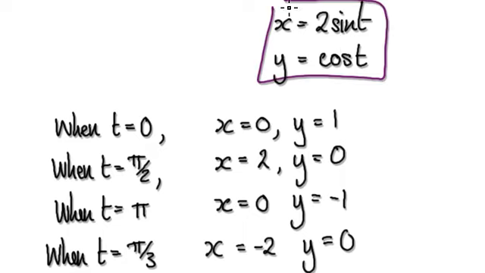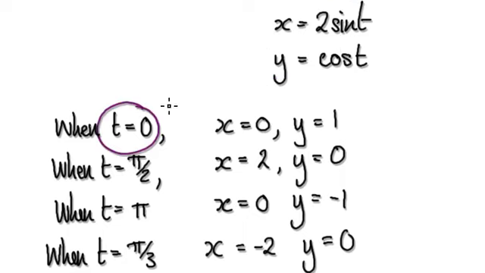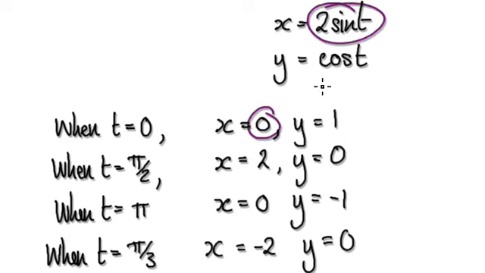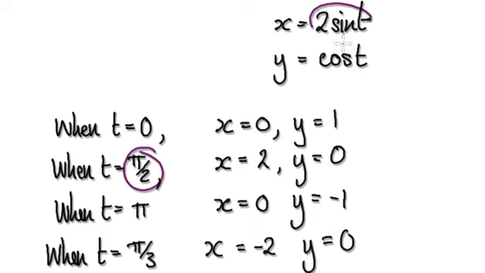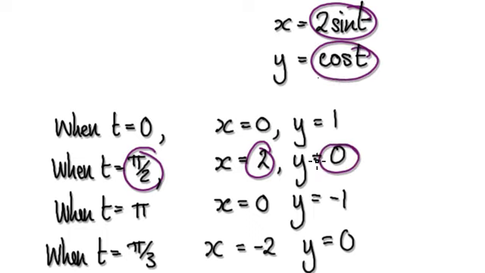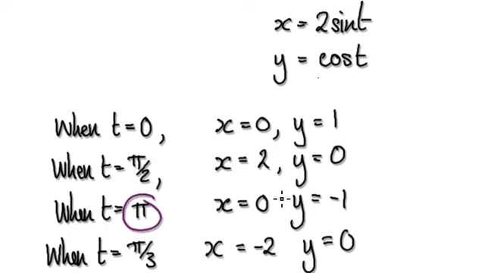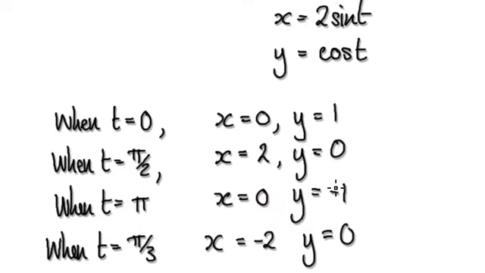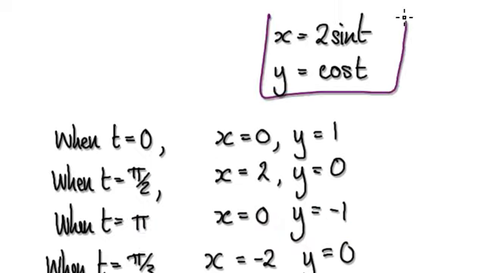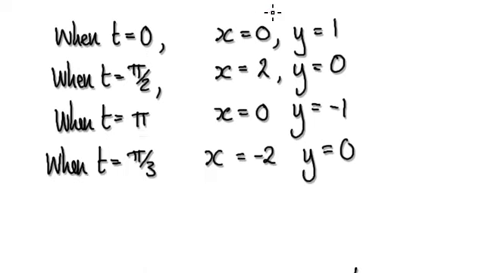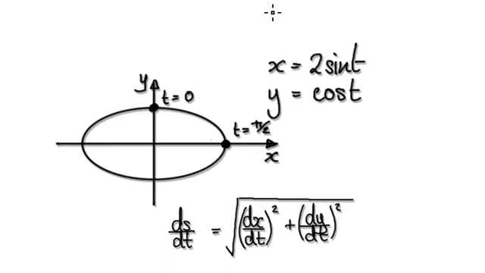Given the parametric equations here, when time equals 0, x will be 0 and y will be 1. When time equals 2 pi, x will be 2 and y will be 0. When time equals pi, x will be 0, y will be negative 1, and so on. So when given the parametric equations, you can draw the actual path.